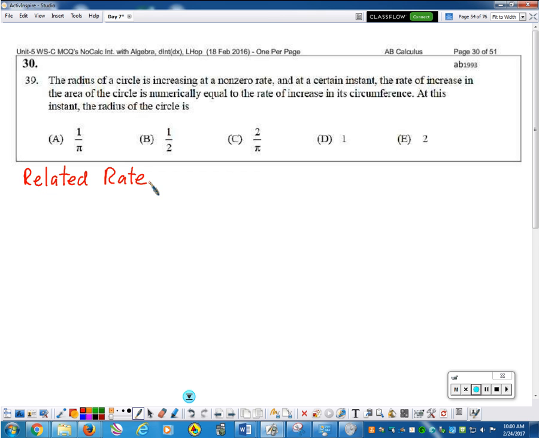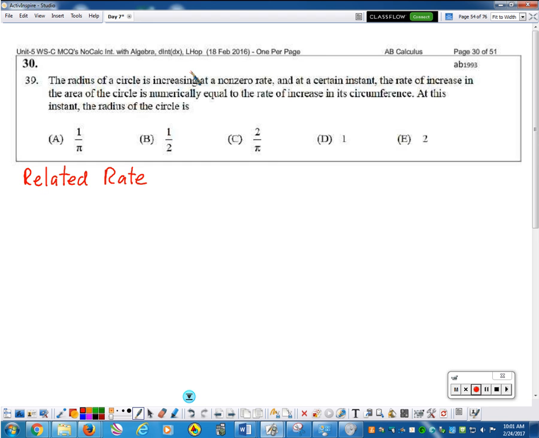Now, look at the circle. As the circle grows, all of those rates are related. Fair? There's some way that the amount that the area grows is going to be related to how fast the circumference grows. It's not like the tank, where the 2 rates are unrelated. That's what we mean by related rate.